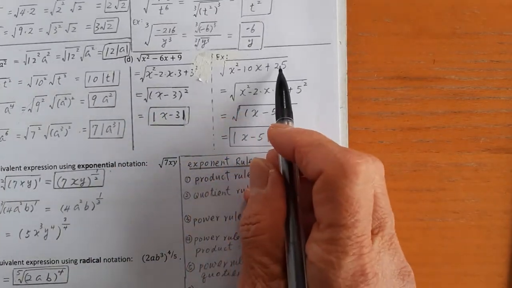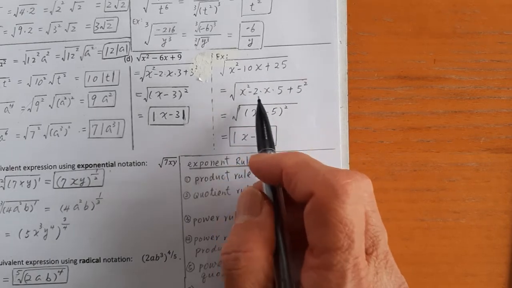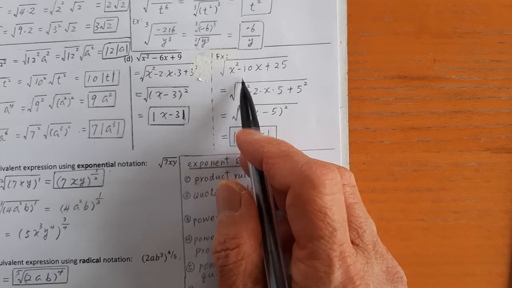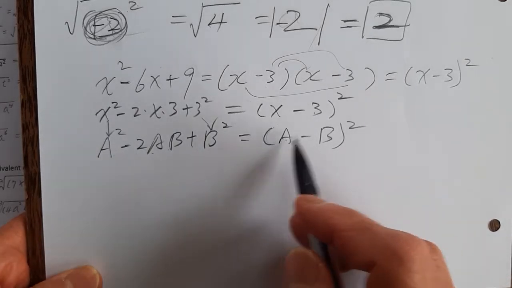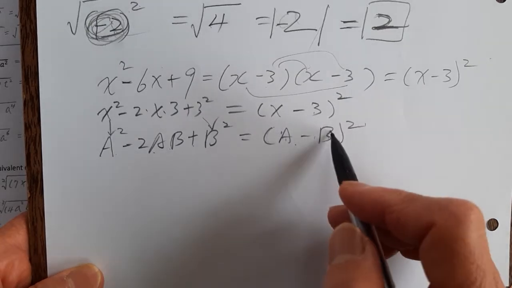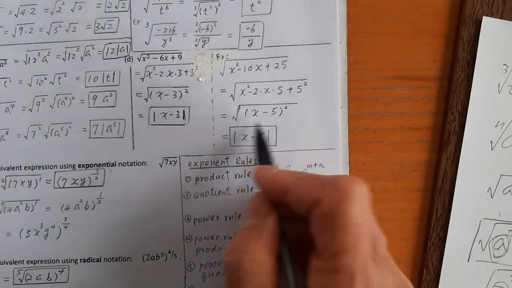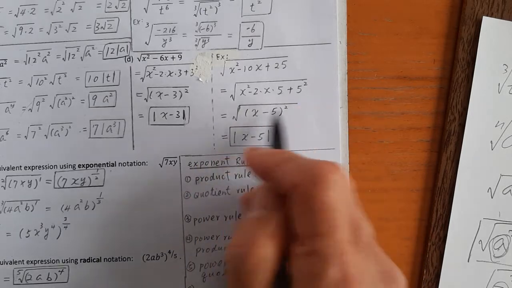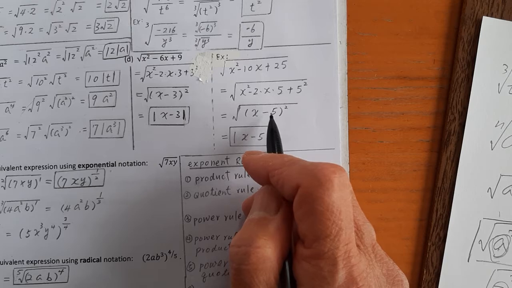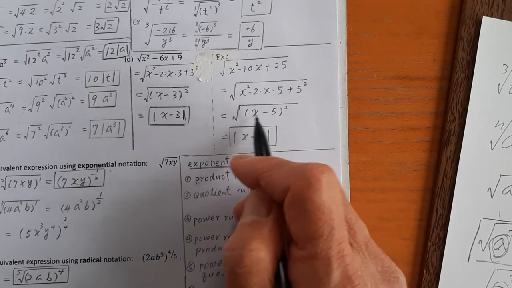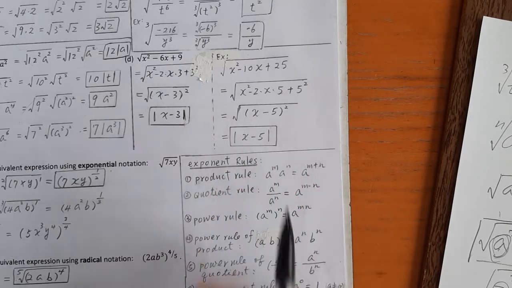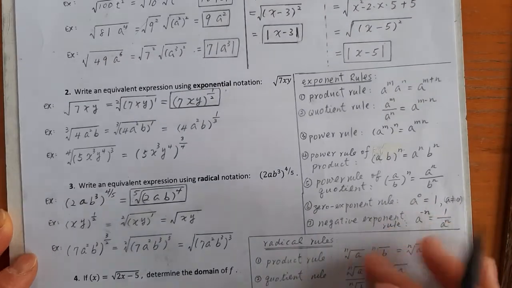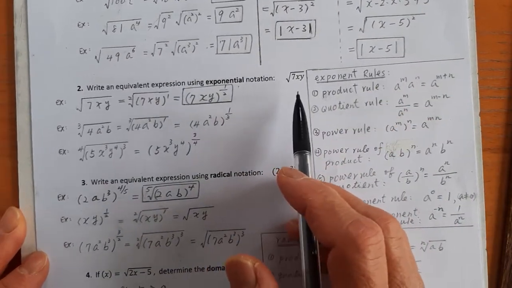This one also, you can do 25, it's 5 squared, and the 10, you can put 2 times x times 5. Then use the same formula: a squared minus 2ab plus b squared equals quantity a minus b quantity squared. This time a is x, b is 5. So it's x minus 5 quantity squared. Take the square root. Any number squared, no matter positive or negative or 0, is non-negative. Take the square root, still non-negative. In order to guarantee non-negative, put the absolute value bars. So be careful with this kind of question.